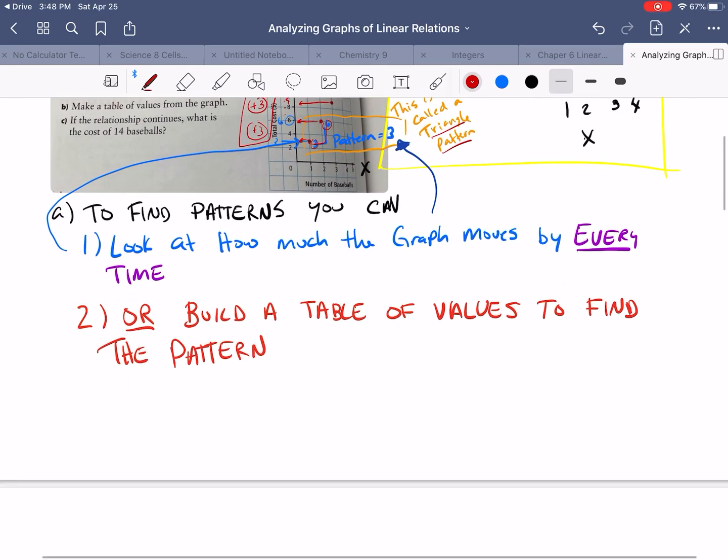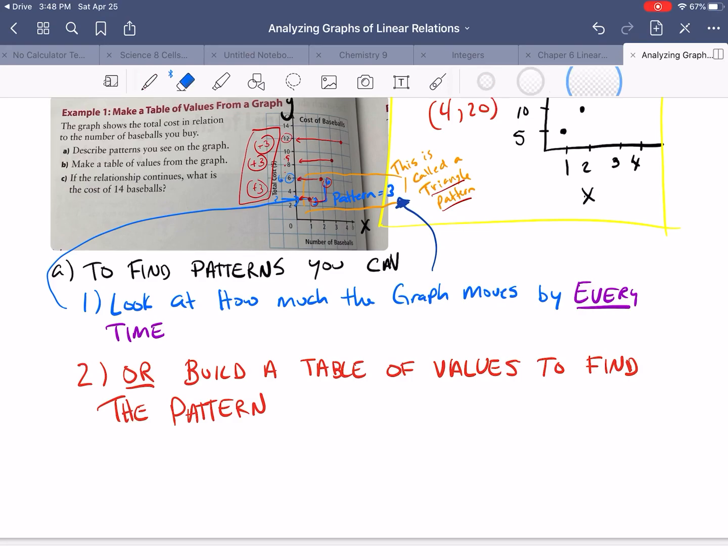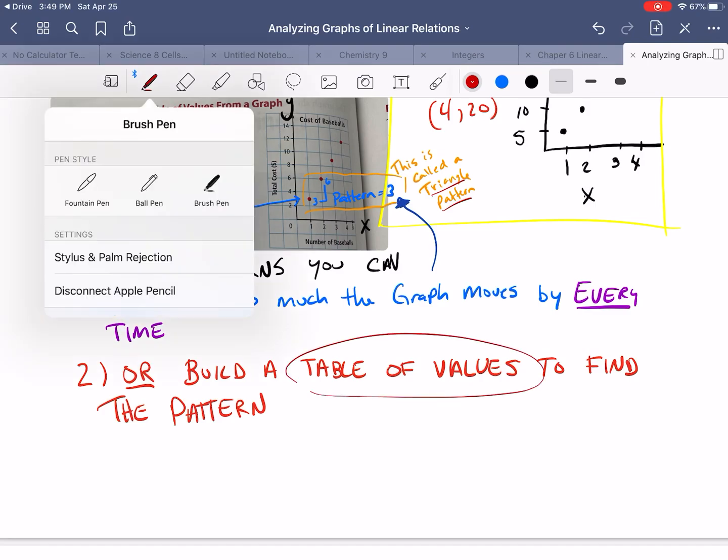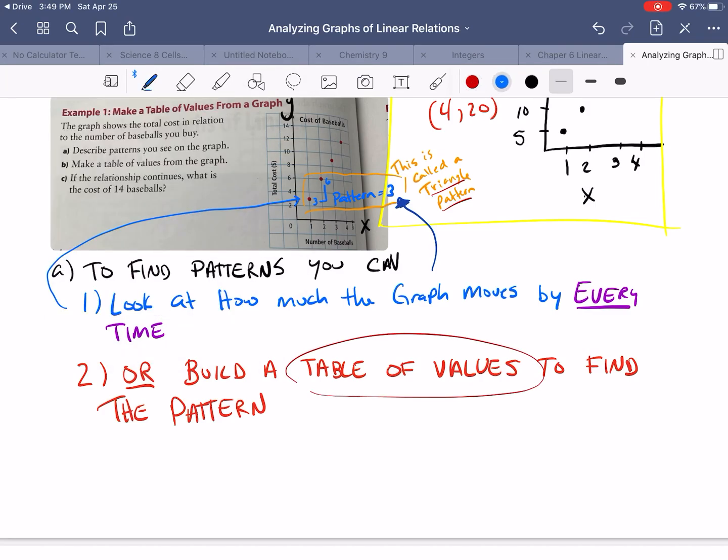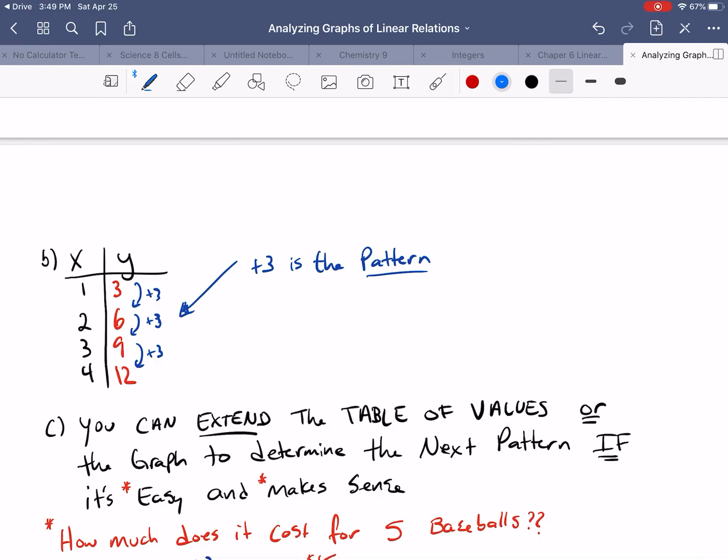There's another way that we can actually look at it, and that's by using a table of values. And this is the way that you have to do it in high school. This is the way you have to do it in grade 9. This table of values way, to me, is the very, very best way. But if you can tell from the graph, no problem. It's going to be quite simple because you're going to be able to find out. So how do we find the pattern? 1, we could look at the graph. 2, we're going to build a table of values. So here's our table of values right here.